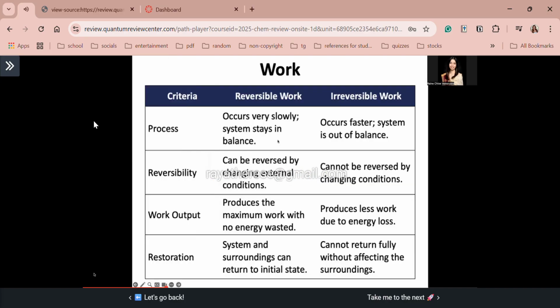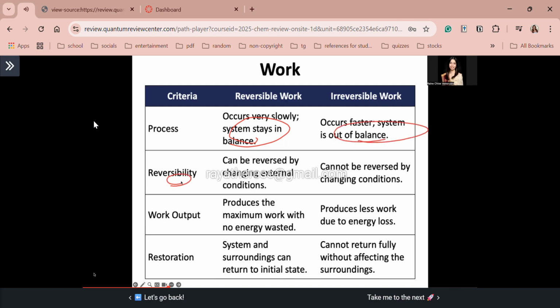So this table summarizes the differences between reversible and irreversible work. So again, reversible work occurs very slowly and the system stays in balance. So yun yung important guys, di ba? Dahil sa sobrang bagal ng pag-exert ng external pressure, nalalabanan siya ng pressure ng gas. That's why very slow ang reversible work. And as a result, in balance ang ating system. Whereas in irreversible work, it occurs faster, meaning the system is out of balance.